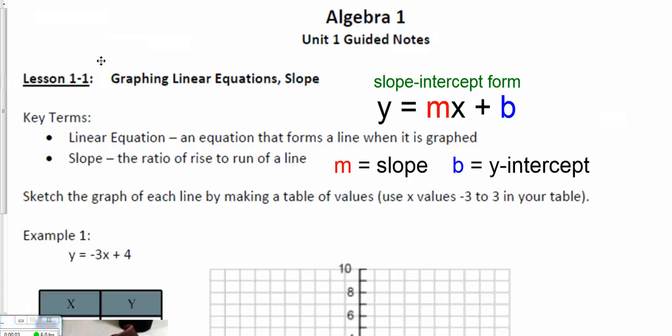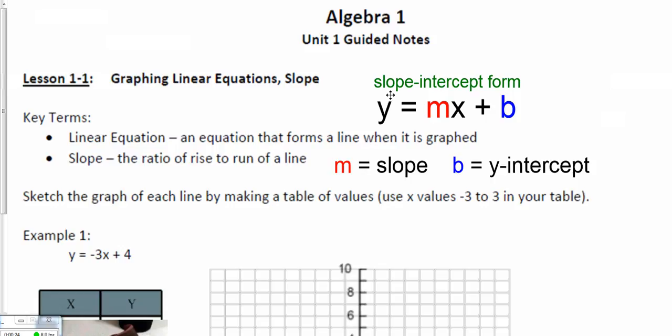All right, we're going to do our first video. Technically it's not Algebra 1, it's Intermediate Algebra. Your notes may say Algebra 1 at the top, but we are in Unit 1 of Intermediate Algebra. This unit is all about linear algebra, which means just algebra using straight lines, or graphs of straight lines, or equations of straight lines, or tables of straight lines.